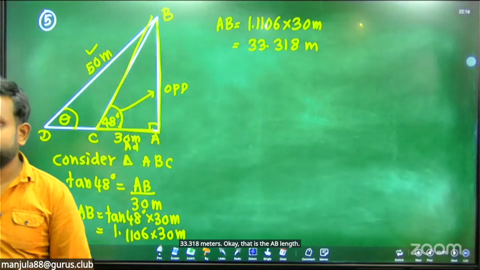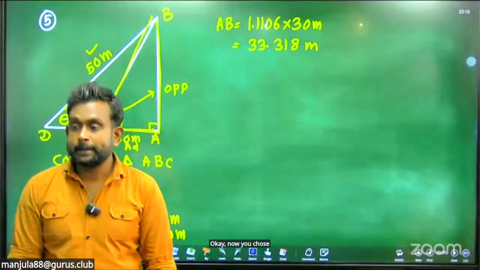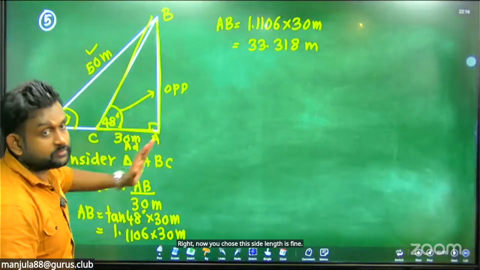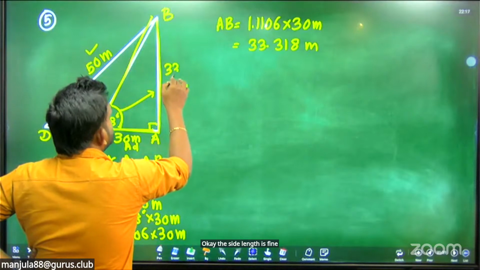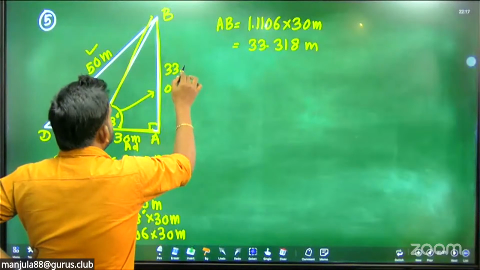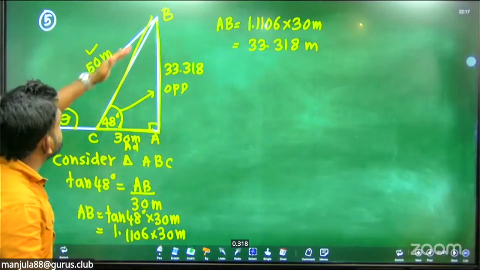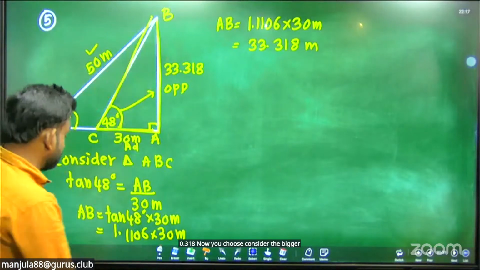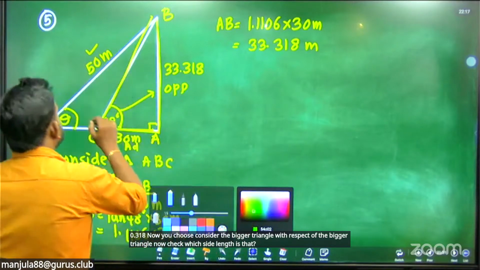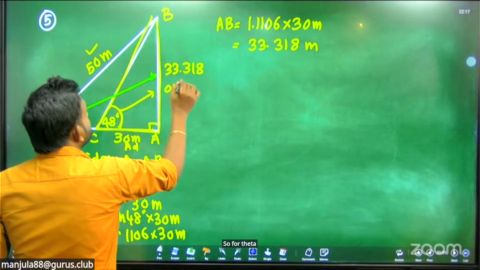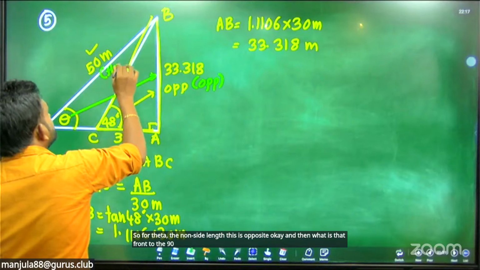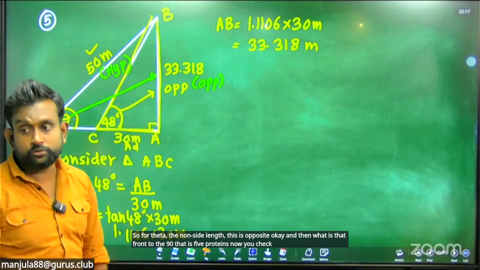Now you choose this side length, 33.318. Consider the bigger triangle. With respect to the bigger triangle, check which side length that is. For theta, this is the opposite side, and the side in front of the 90 degrees is the hypotenuse.